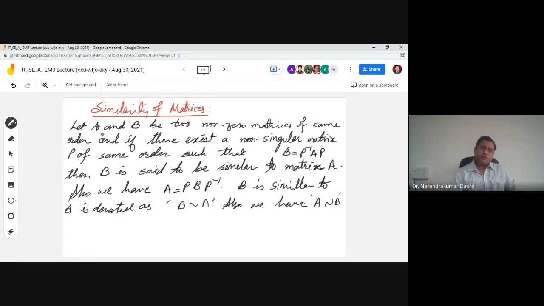Okay, so we have matrices A and B of the same size, same order, and they are going to be similar if there exists a matrix P which is non-singular. Non-singular is necessary because we want its inverse. So if this happens, we can say these two matrices are similar to each other. So is there any doubt in the definition of similarity?